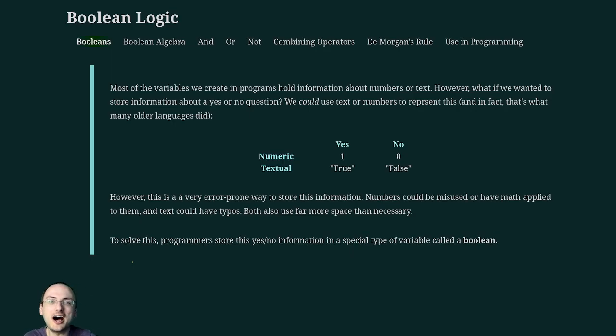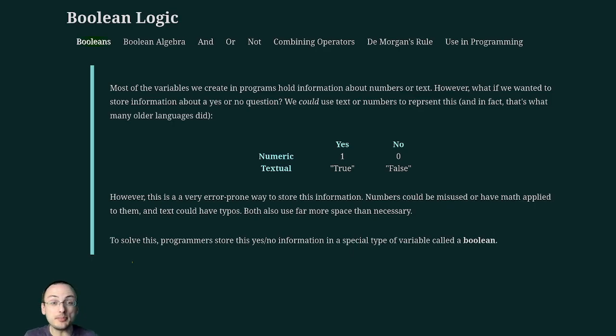We kind of have the opposite of what we had in our other situations. In the other situations, the information was much richer than numbers or text, so we had to find a way to break it down into numeric or textual pieces. With Booleans, these yes or no questions, this is actually too much. Numbers have other values besides 0 and 1. Text has a million different words we could put down.